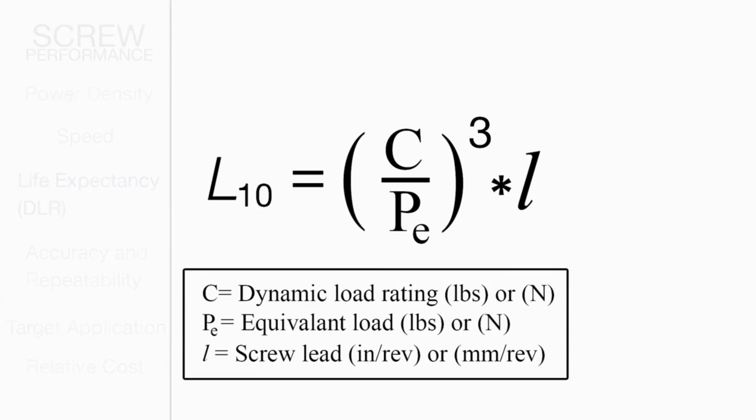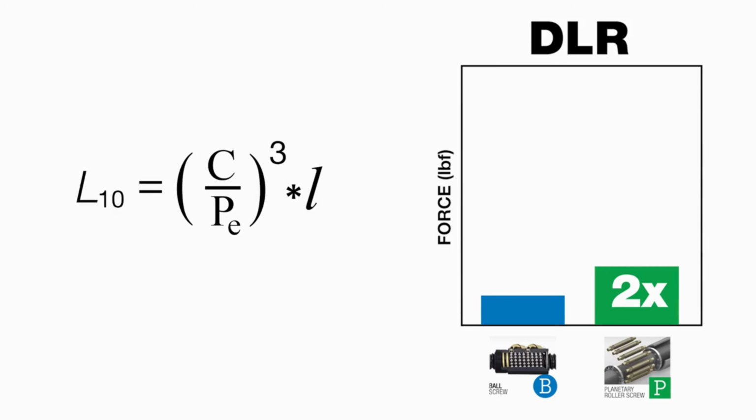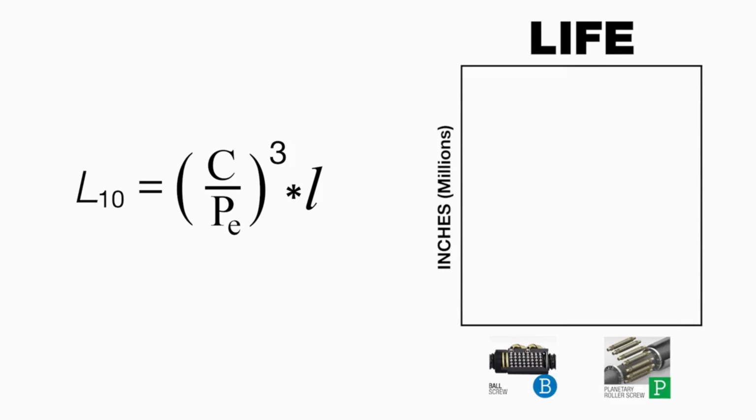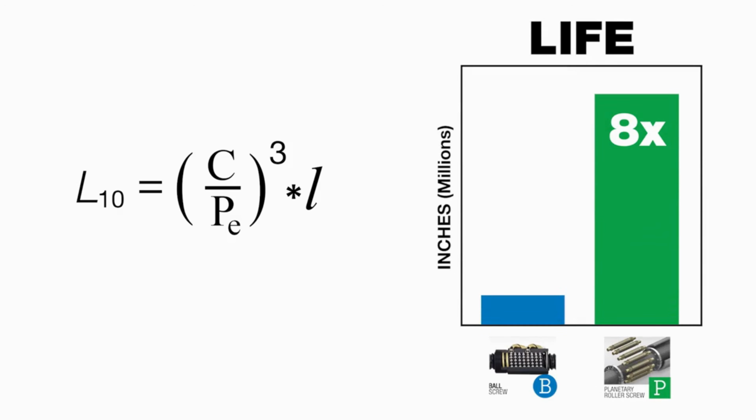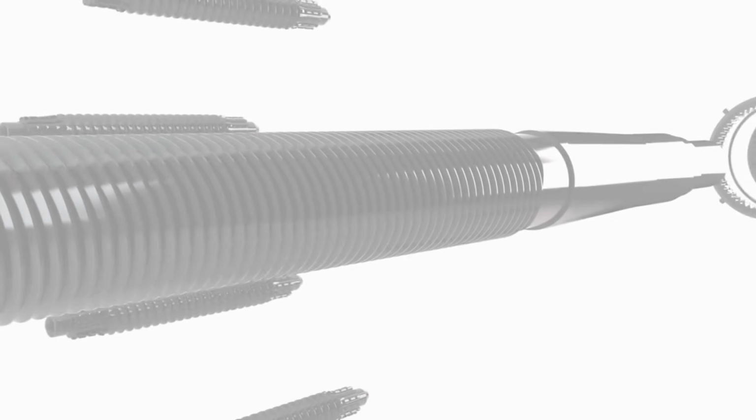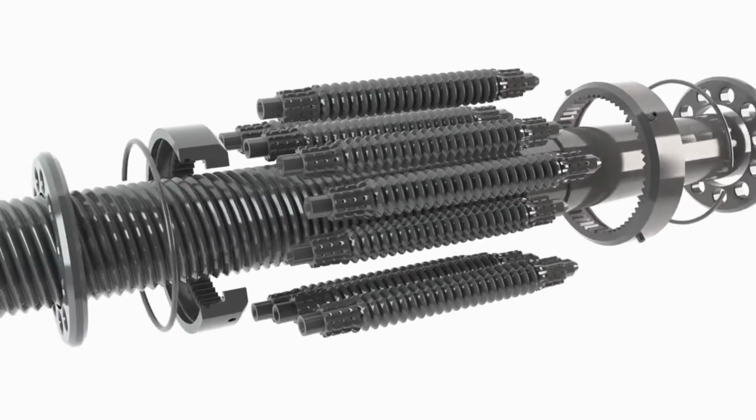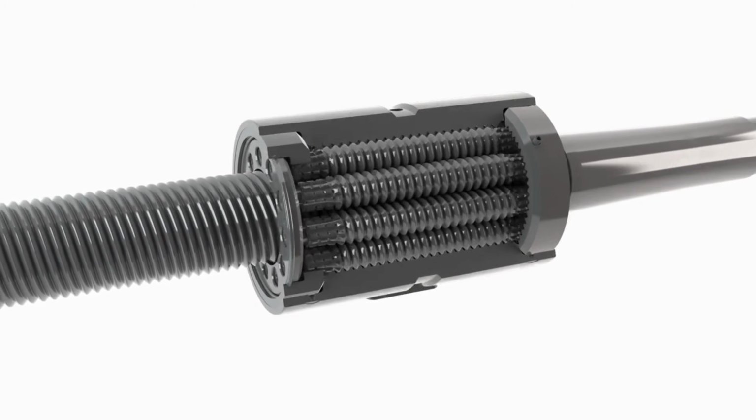The L10 calculation uses a cubic relationship of the ratio of dynamic load rating to equivalent load. This cubic relationship means that a roller screw that has a modest DLR advantage over a ball screw will have a significantly higher L10 rating on its life. The result is that roller screws generally have much longer life than ball screws.